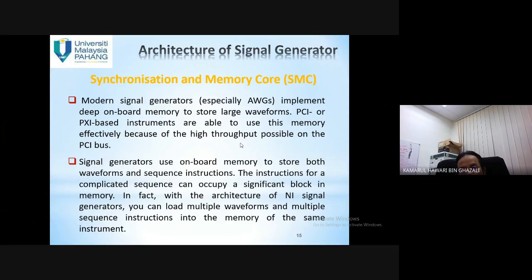Synchronization and memory core, SMC, in the signal generator. Modern signal generators implement deep on-board memory to store large waveforms. PCI or PXI-based instruments are able to use this memory effectively. Signal generators use on-board memory to store both waveforms and sequence instructions. The instructions for a complicated sequence can occupy a significant block in memory.